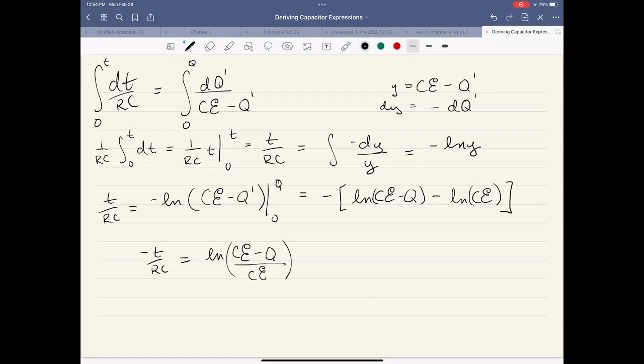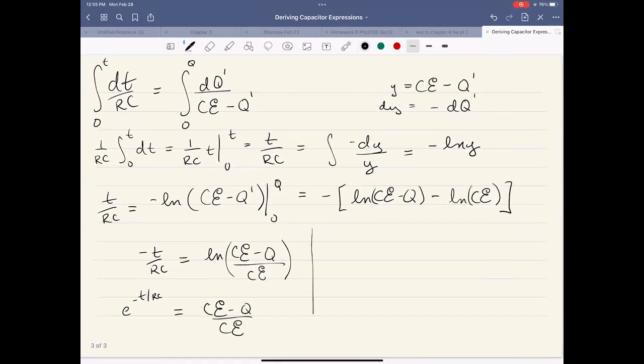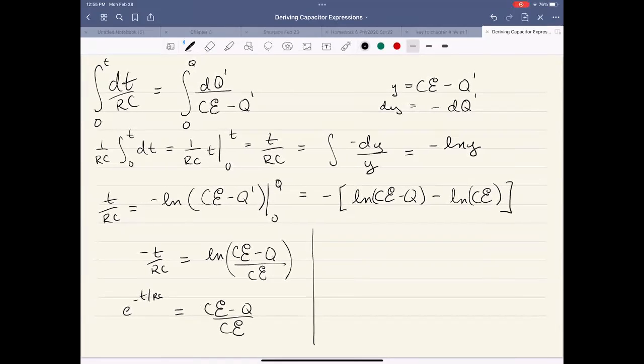Now, we don't like to leave natural logs alone, right? We'd rather have things in terms of exponents. So if I want to get rid of my natural log, I'm going to raise both sides to the power e. So I have e to the minus t over RC is equal to C times the EMF minus Q over C times the EMF. Okay, so now I'm going to multiply both sides here by C times the EMF. So I have C times the EMF minus Q is equal to C times the EMF e to the minus t over RC.